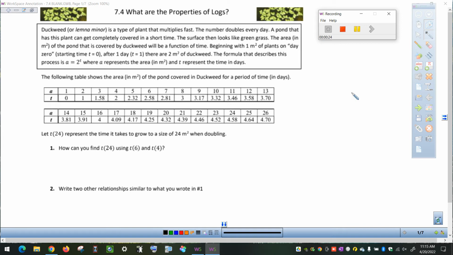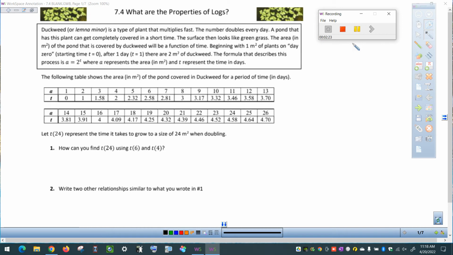So before we knew about the notation for a logarithm, we were using a different notation. Remember that we had this t function, and we had a little number in parentheses next to it, so like t of 24. We define that to be the time it takes the duckweed to grow to a size of 24 square meters. And the ending piece there is just a little bit more information about how the growth is happening. We're going to specify that that is when doubling. All right, so we have a definition here for the t of 24.